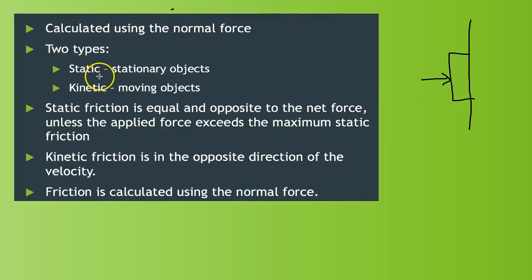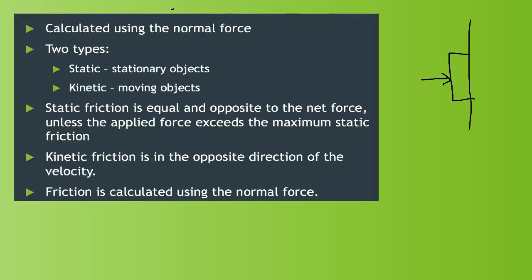Okay, so there's two types of friction. We have static and kinetic. We've discussed that already. Static friction is equal and opposite to the net force unless the applied force exceeds the maximum capabilities of the static friction. Kinetic friction is always going to be opposite in the direction of the velocity, and is technically independent of the velocity. And then friction is calculated using the normal force. I said that once already, I'll say it again. Friction depends on the normal force.